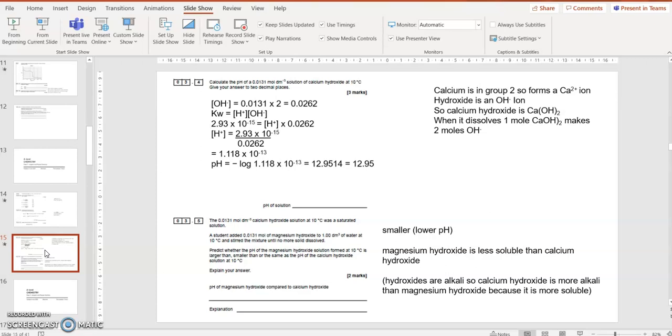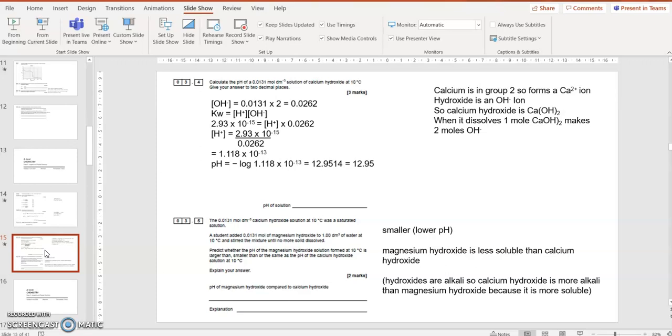1.118 times 10 to the minus 13 is the H plus concentration. Now I can use minus log to the base 10 of it to work out the pH. 12.95. That's very high, but after all it is calcium hydroxide, so it's a base, so you'd expect it to be high. The calcium hydroxide solution was saturated, which means you've dissolved as much in water as you can.